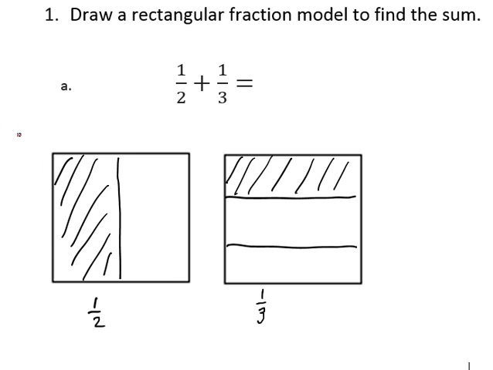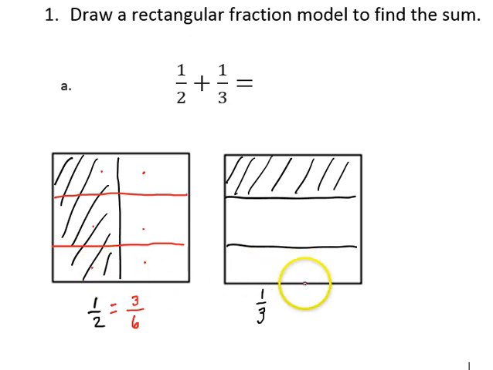I'm going to copy my 1/3 drawing on top of my 1/2. In other words, I'm going to now partition the first rectangle into thirds as well. But when I do that, you see that I've now divided this first rectangle into 6 pieces, and 1/2 of the rectangle is now equal to 3/6. The entire rectangle has 6 pieces, 3 of them are shaded.